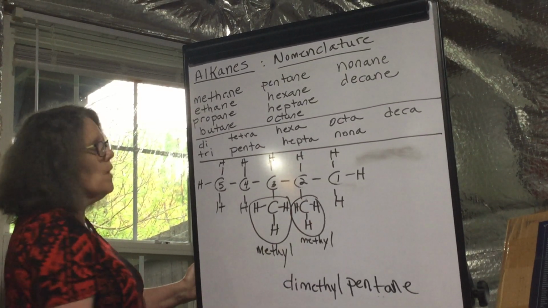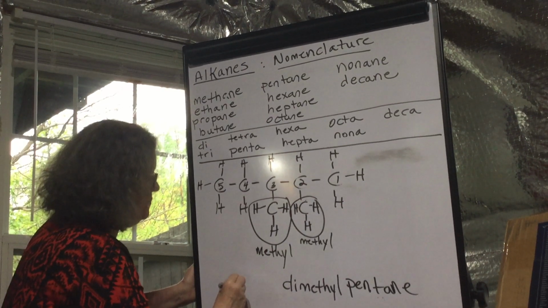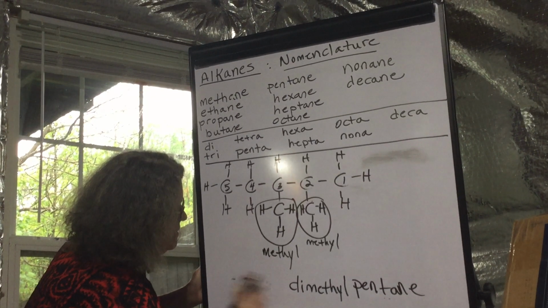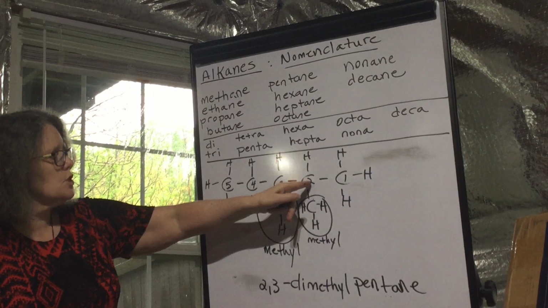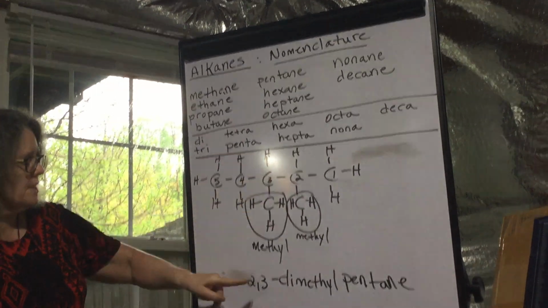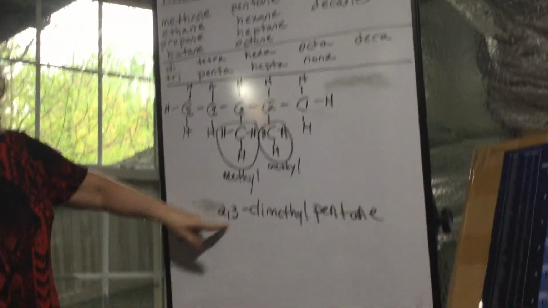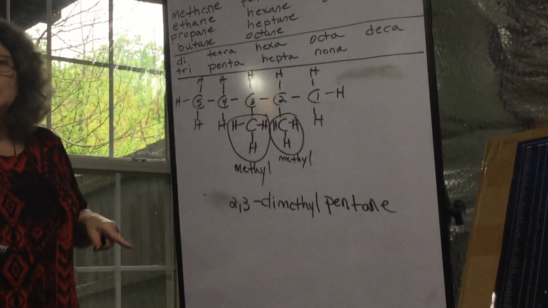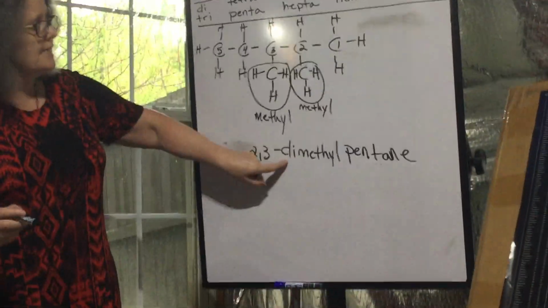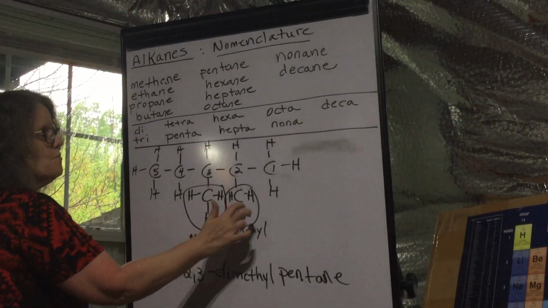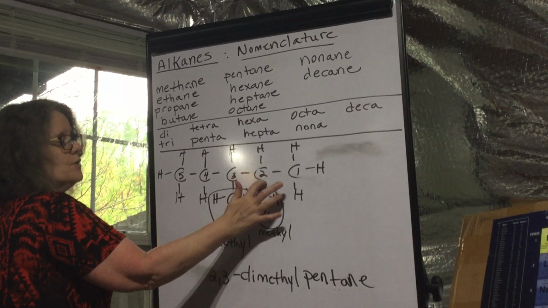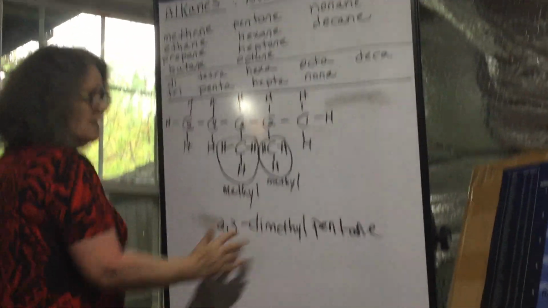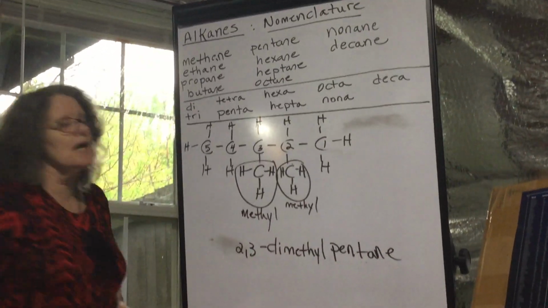I have 2. Where are they located? Actually, move this over here. They're on the number 2 and the number 3 carbon, okay? So the numbers are your location. The Greek prefixes are the quantity. I have two methyls, dimethyl. Those 2 methyls are located on the 2 and the 3 carbon, so it's called 2,3-dimethyl pentane.